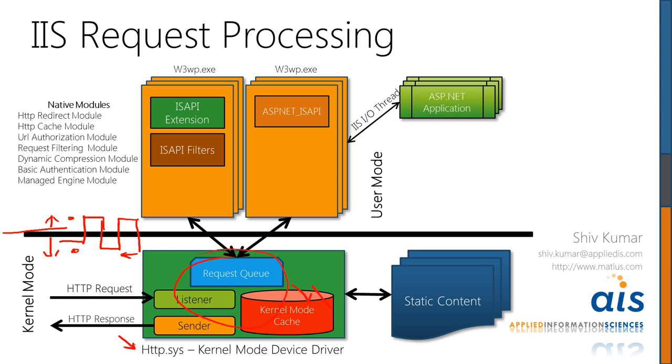Our ASP.NET applications are residing here in user mode, and the W3WP.exes are really your application pools. And there's another change made in IIS 7. So earlier in IIS 5 and 6, when ASP.NET was introduced, we had this ASP.NET ISAPI, which, for those of you who've ever programmed at the low-level ISAPI extensions or filters level, understand is the lowest level you can get with IIS, as in the programmability, if you will.